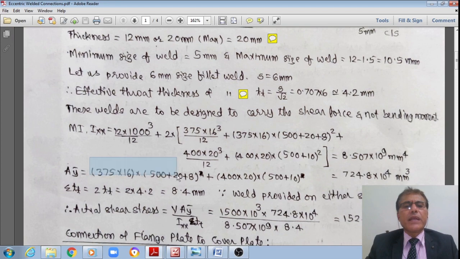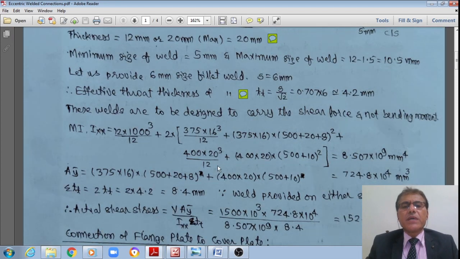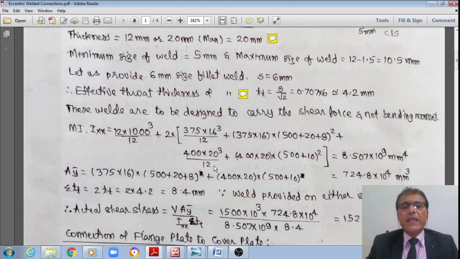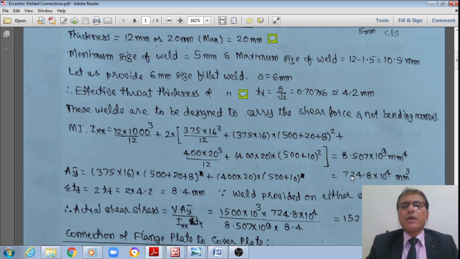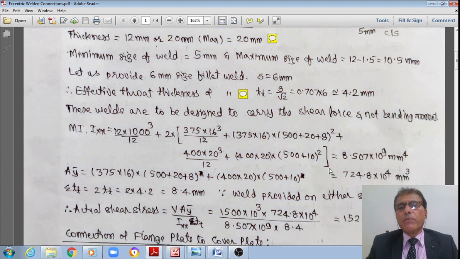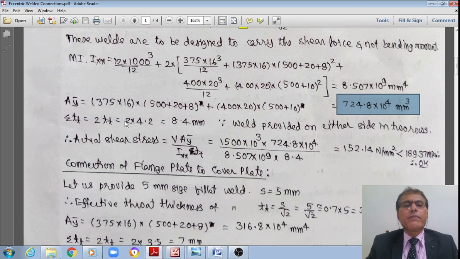That we have seen, right? Similarly, that of the flange, 400 multiplied by 20 is the area which is there at a distance of 510 mm. Therefore, the first moment of the area will now work out to 724.8 × 10^4 mm³, right?